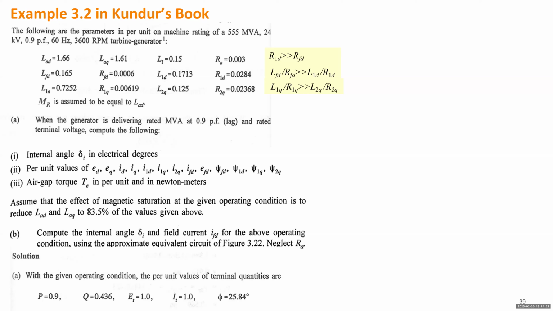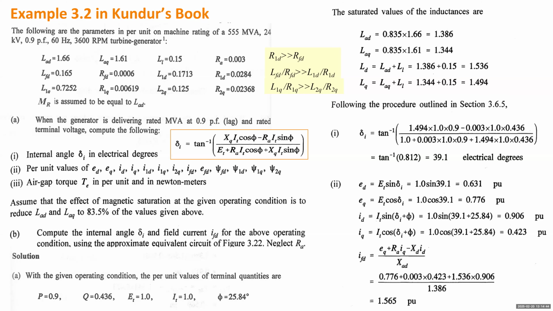From the power factor, we can get the P value and Q value. If we assume terminal voltage to be 1 and terminal current also to be 1, both are operating at nominal condition. The power factor angle is 25.84 degrees. To calculate the internal angle, we can use this formula. We already proved it using the phasor diagram, so we can just go ahead to do the calculation.